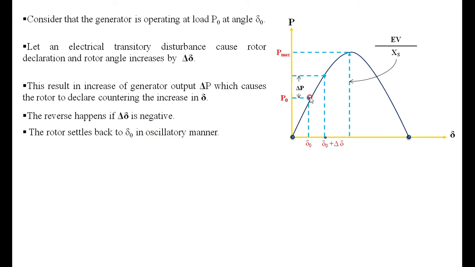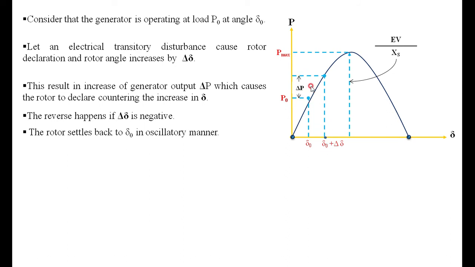That is what happens. It is initially operating in a stable condition with P naught. A disturbance occurs. Because of the disturbance, there is a reduction in the speed of the rotor. Because of the reduction in the speed of the rotor, there is an increase in the angle delta. Because of the increase in the angle delta, there is a small increment in the power, delta P, that is, the power output is increasing by delta P. The total output is P naught plus delta P.